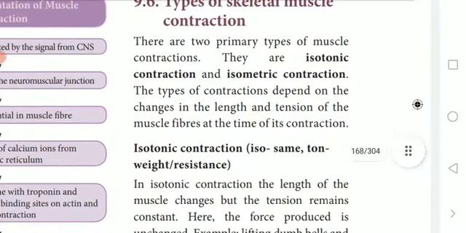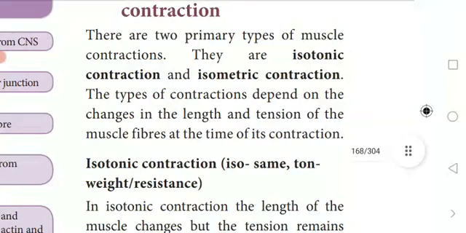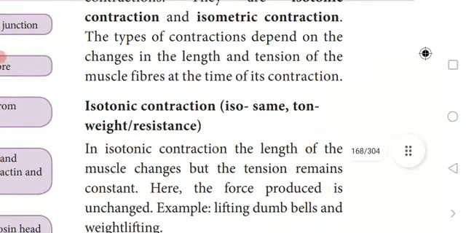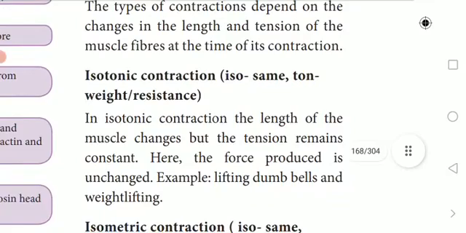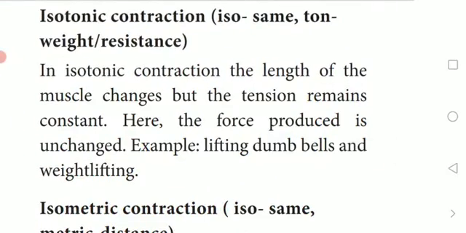There are two primary types of muscle contractions: isotonic contractions and isometric contractions. What is isotonic contraction? Iso means same, tone means weight or resistance. In isotonic contraction, the length of the muscle changes but the tension remains constant. Mark it, 2 marks, important. Here the force produced is unchanged. Examples: lifting dumbbells and weight lifting.